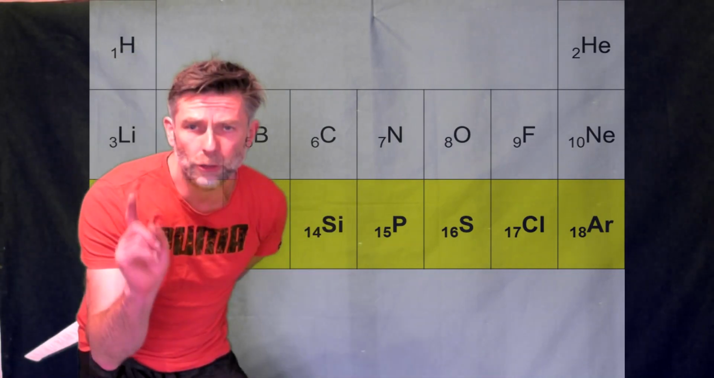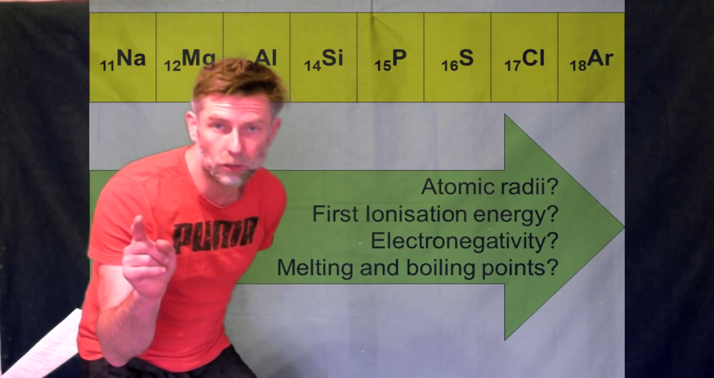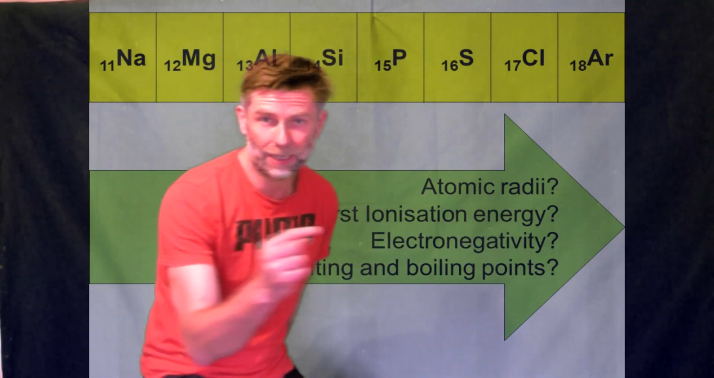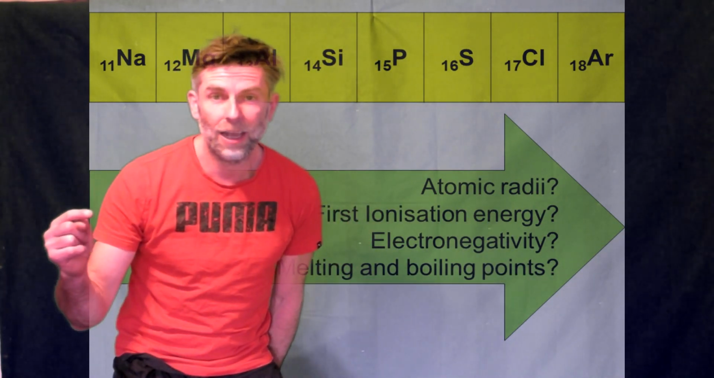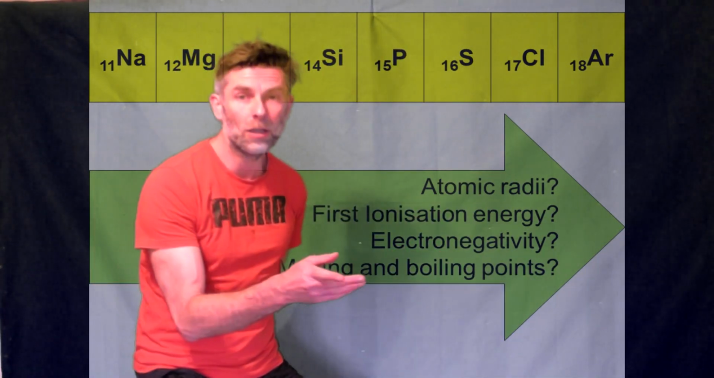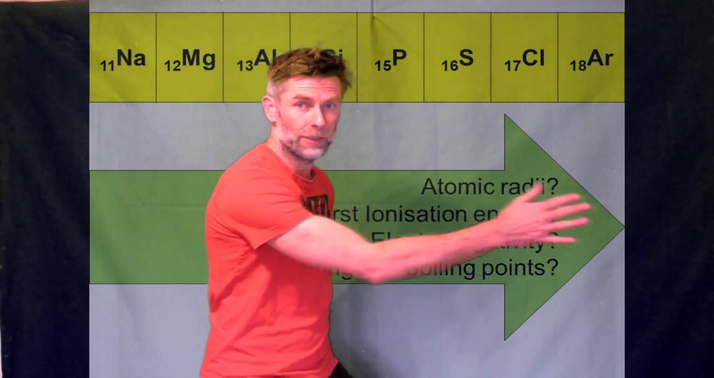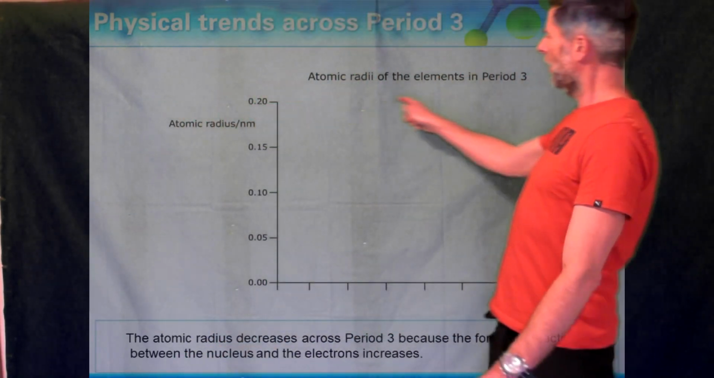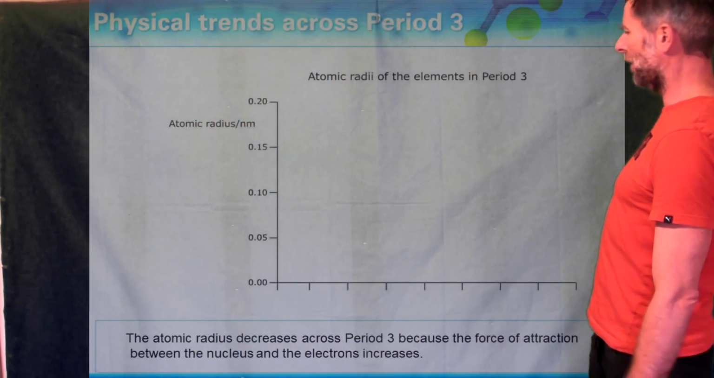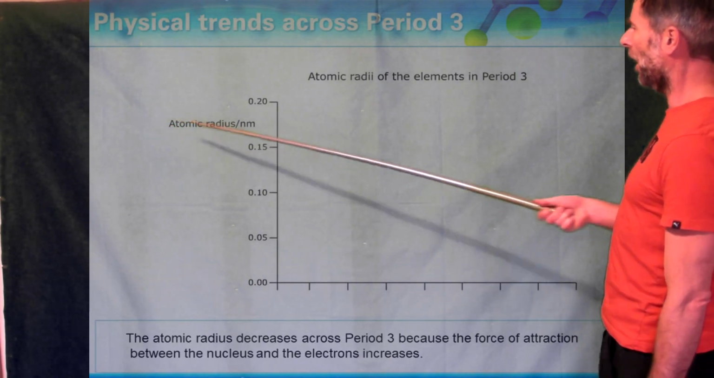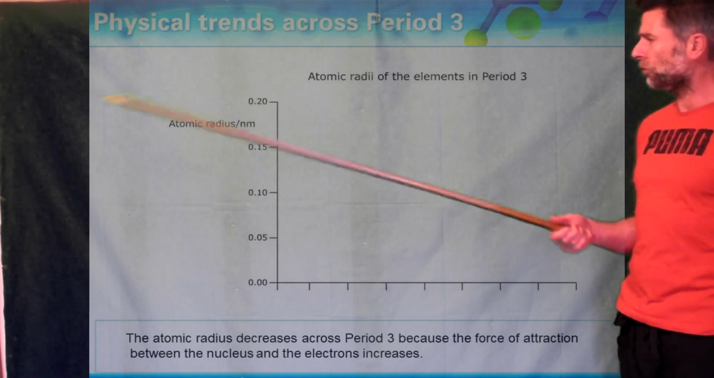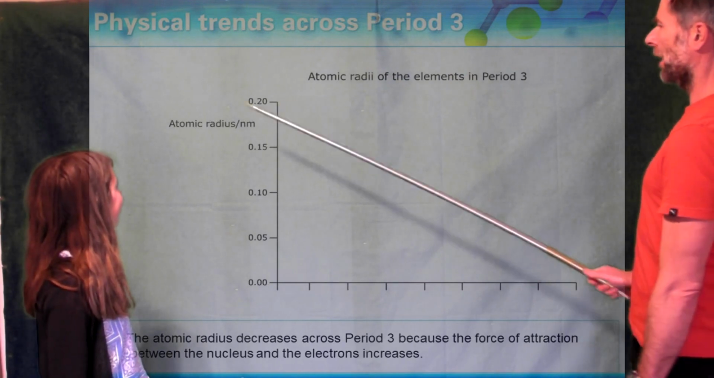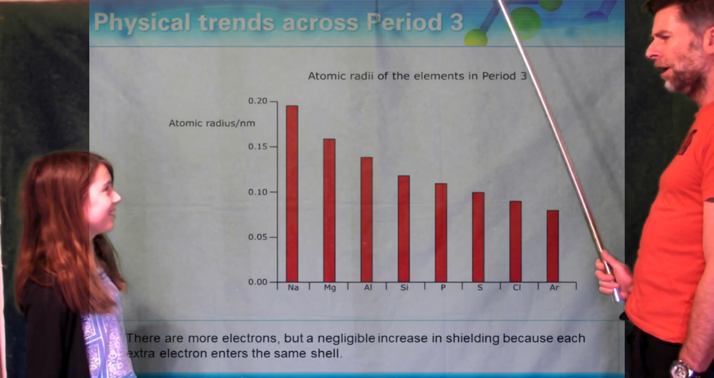This is them. Now you need to know the trends in atomic radii, first ionization energy, electronegativity, and melting and boiling point, all as you go across the period. You there, tell me what you think will happen to the size of the atoms as you go across the period. Bear in mind that they've got more protons, more neutrons and more electrons as you go across. What do you think? Will they get bigger? Will they get smaller? I guess they'll get bigger then.